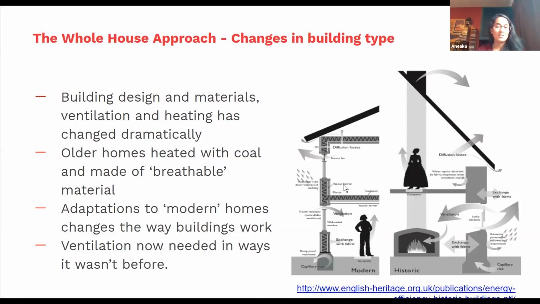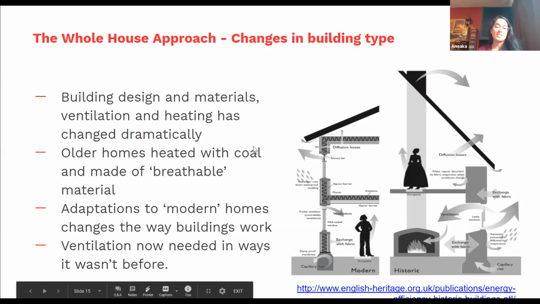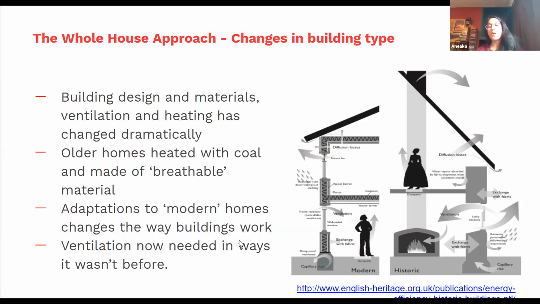And that's where ventilation becomes more important and is needed now in ways that weren't needed when the houses were originally constructed. So I think it's important to understand the construction of your building and how it works when thinking about things like home air quality and ventilation.